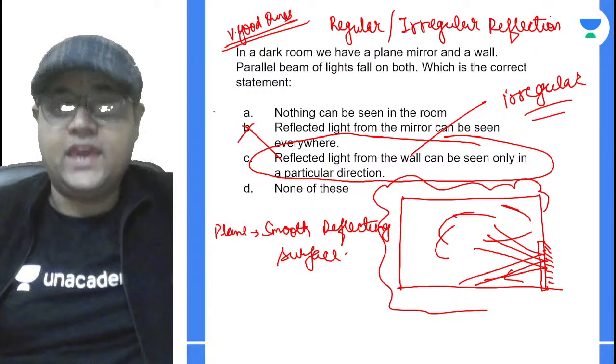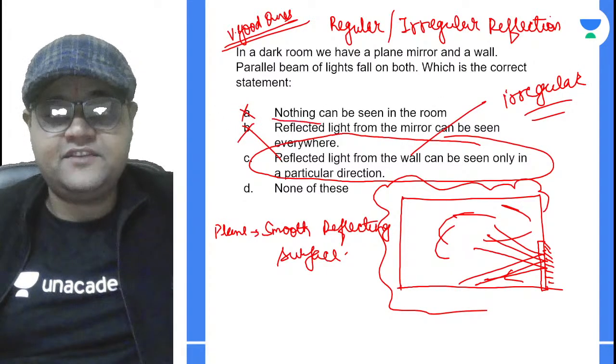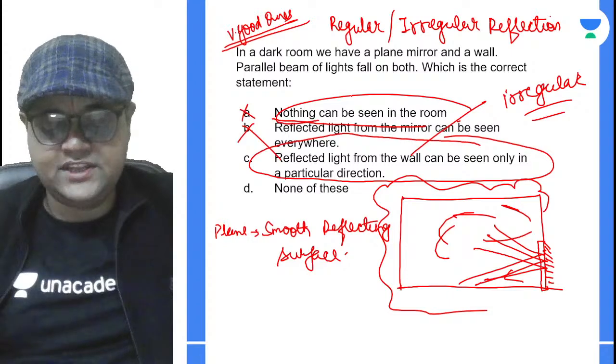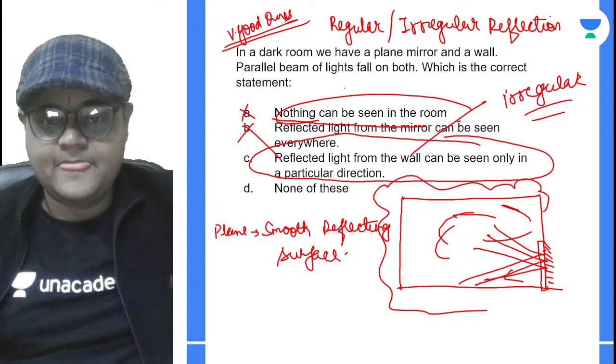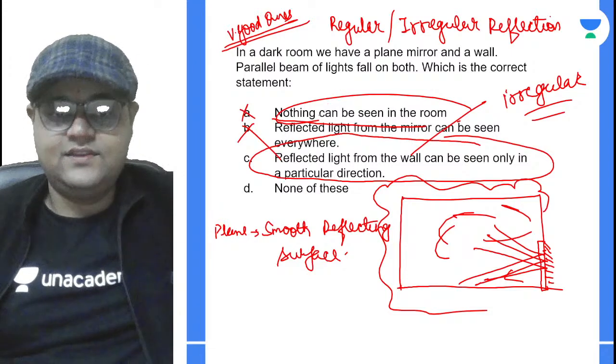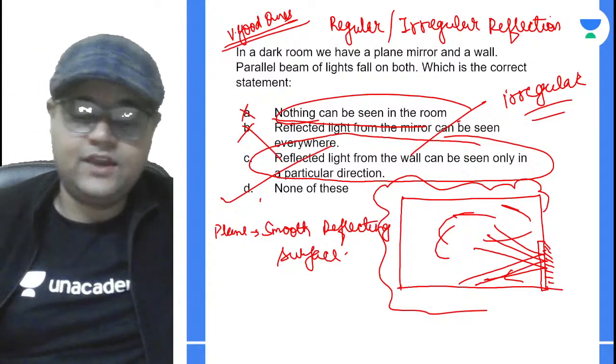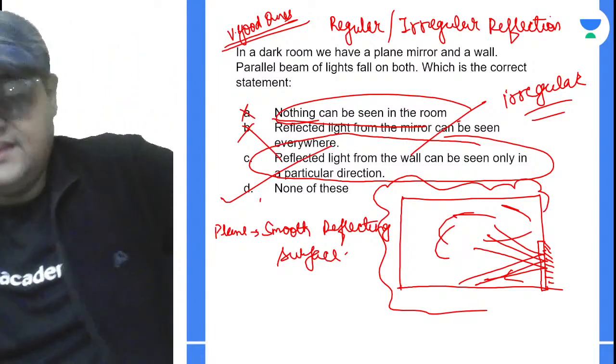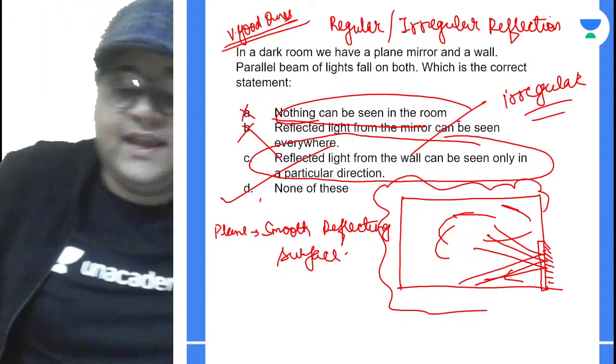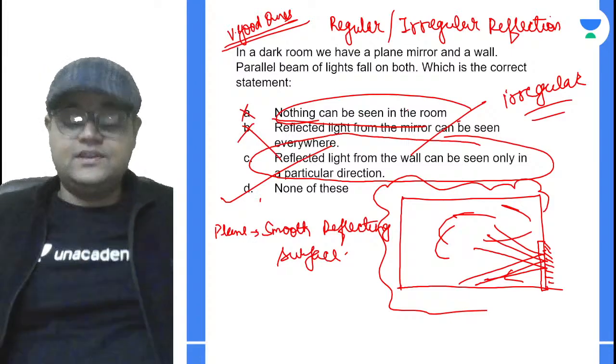Now, option A cannot be correct because it's not the fact that nothing can be seen. You can see things. So what should be the correct option? None of these, right? This was a very conceptual question and I have deliberately taken these questions.